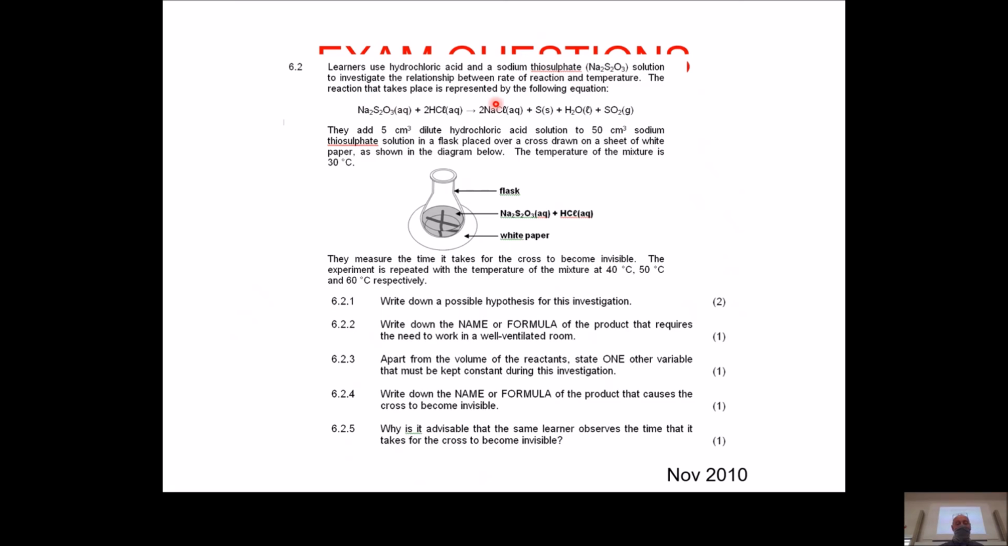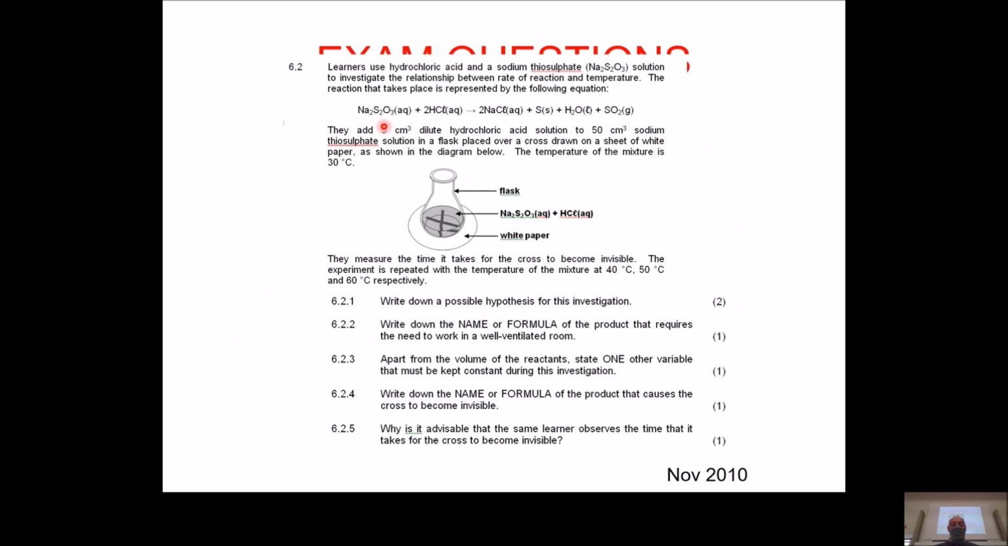Use this stuff to investigate the relationship between the reaction rate and temperature. Oh, well, I know what happens with rate of reaction and temperature anyway. Right? Increased temperature, rate goes up. The reaction takes place as represented by the following equation. Okay, so I've never seen this before. Don't panic. It's sodium thiosulfate reacting with HCl, making sodium chloride, making sulfur solid. What does sulfur look like? It's a yellow solid, yeah? Makes water and makes sulfur dioxide gas. So gas is going to get given off.